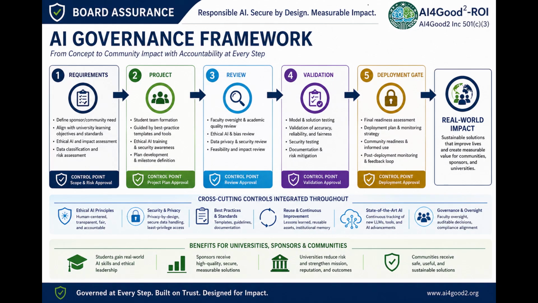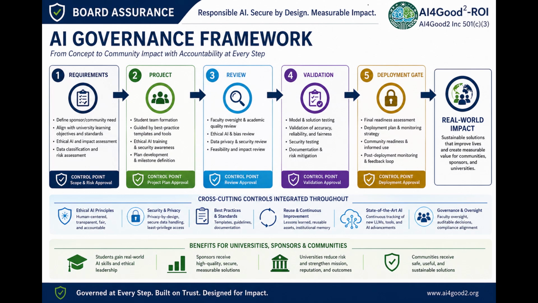Behind the scenes, AI4Good Squared ensures that all project structures align with best practices and platform standards. This allows students to operate in a realistic environment while remaining appropriately scoped for educational success. A control point at this stage ensures that project plans are sound and aligned before progressing.